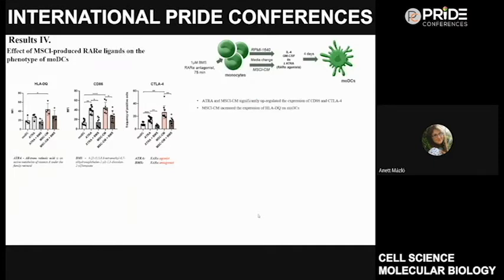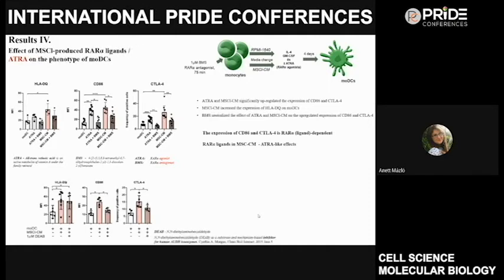Additionally, the conditioned media increased the expression of HLA-DQ on the surface of MODCs, and as we can see here, BMS neutralized the effect of ATRA and the MSC-CM on the upregulated expression of CD86 and CTLA4. So the expression of CD86 and CTLA4 seems to be RAR ligand dependent. Thus, the possible presence of RAR ligands in the MSC conditioned media causes ATRA-like effects. That's why we wanted to examine the effect of ATRA on the phenotype of MODCs.